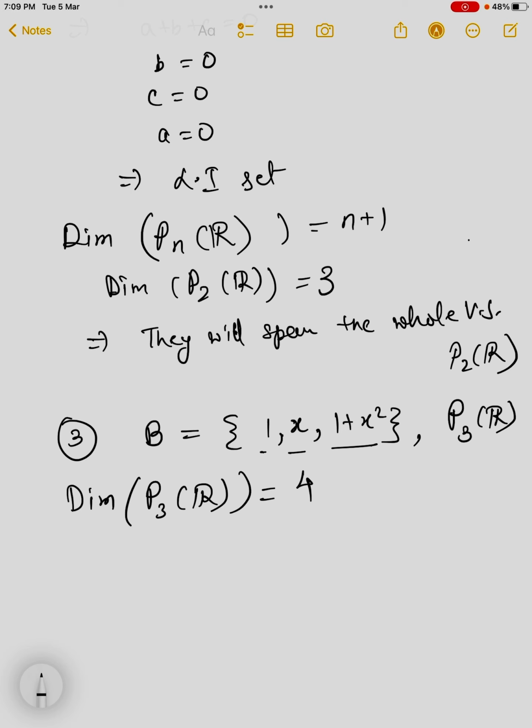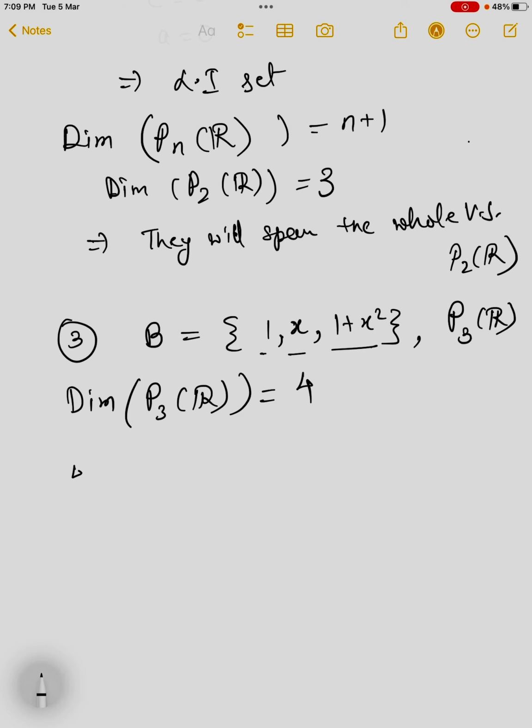Let's see a case where a set of polynomials is not forming a basis for the given vector space. Here we have 1, x, 1 plus x square, and the vector space is P3 over R. Since we know that the dimension of P3 over R is equal to 4, and these are 3 polynomials, they will not form a basis, because to form a basis we must have n elements in the set for an n-dimensional vector space.